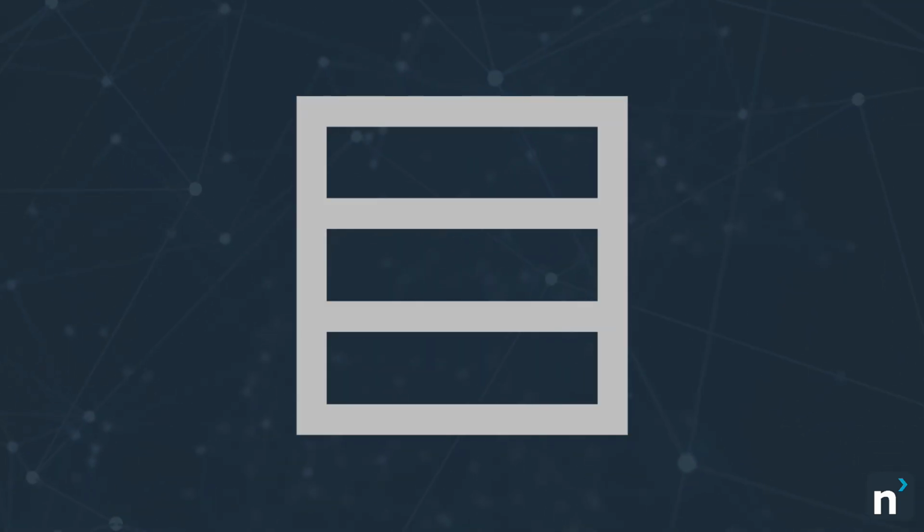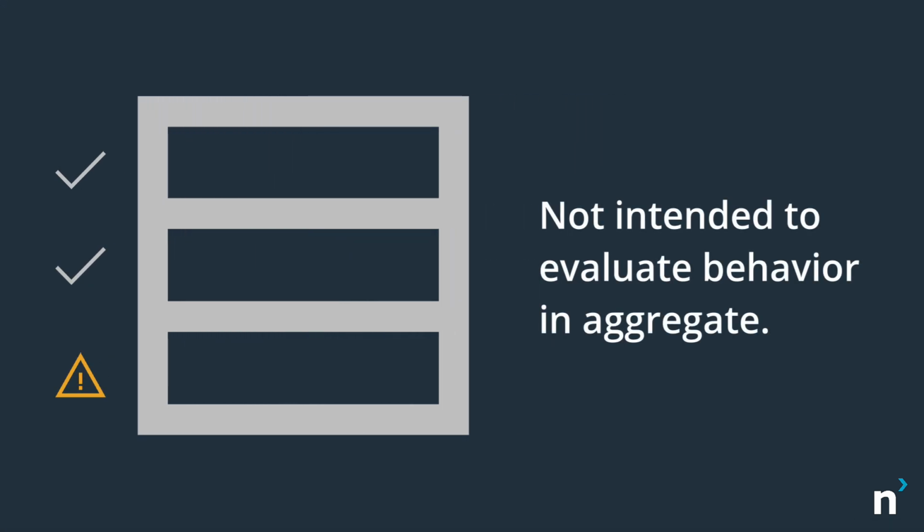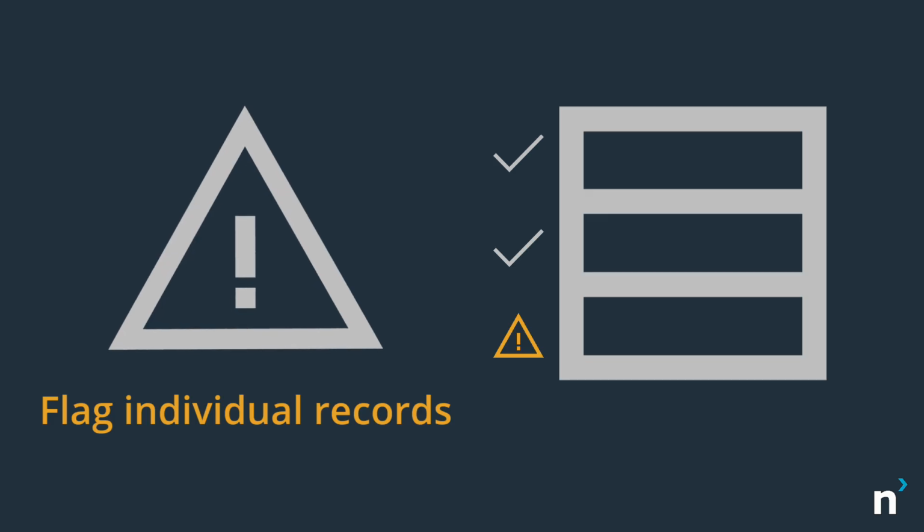Anomaly detection is performed on a record-by-record basis. It is not intended to evaluate behavior in aggregate, but instead the purpose is to flag individual records that seem unexpected compared to what we usually see.